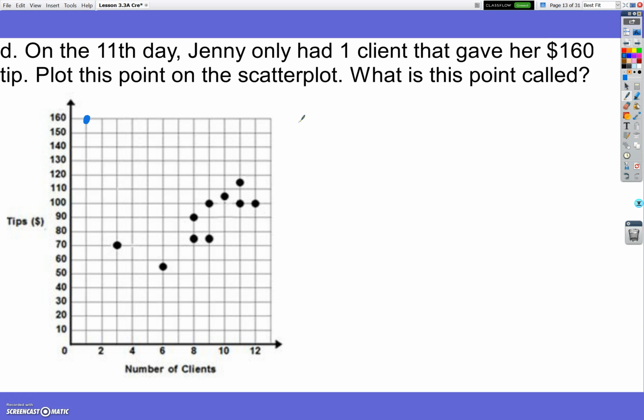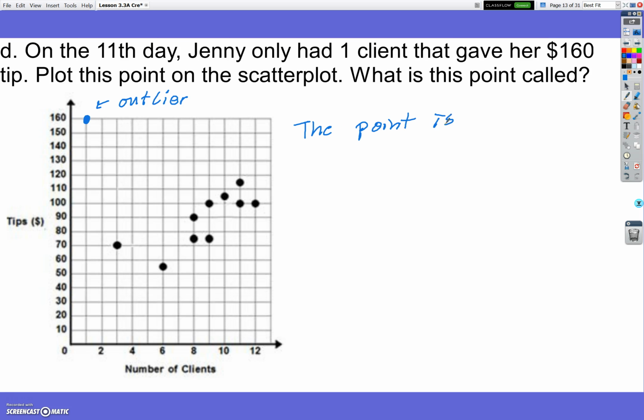What we call this is an outlier of the data. So this point we call an outlier. It means it's totally out of the normal. So if you're ever studying for the test and you have that one kid that says, I never studied and I got 100%, that student is an outlier because he totally does not fit the norm. This person, if you only get $160 from one client, that is also out of the ordinary, so that would be called an outlier. So let's go and write that down.